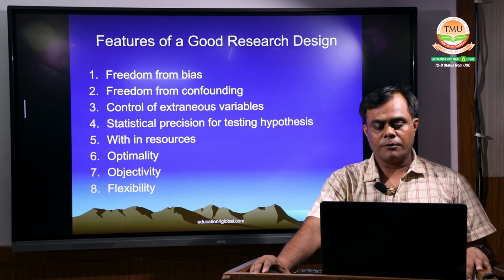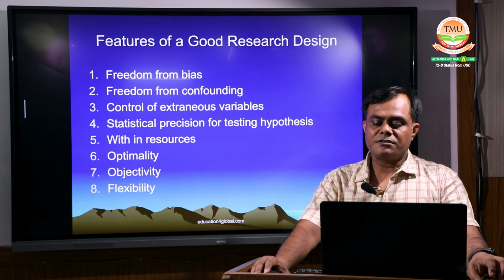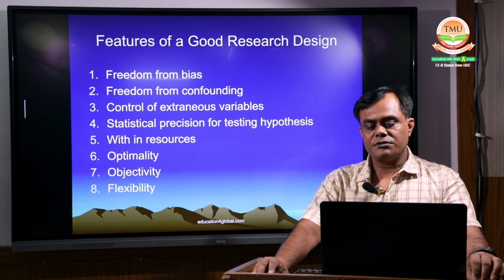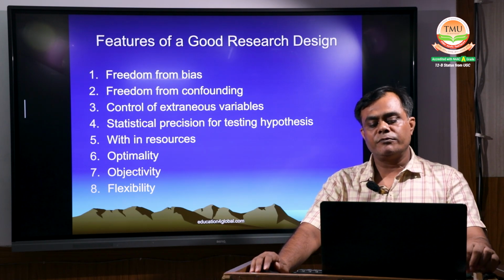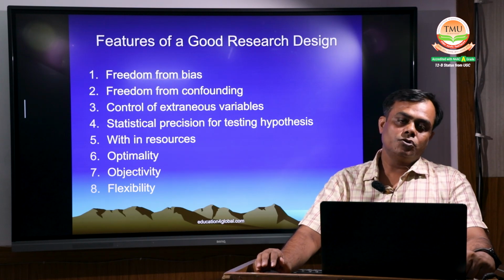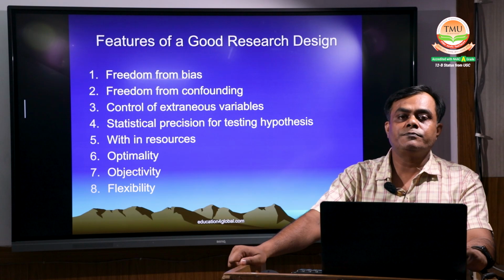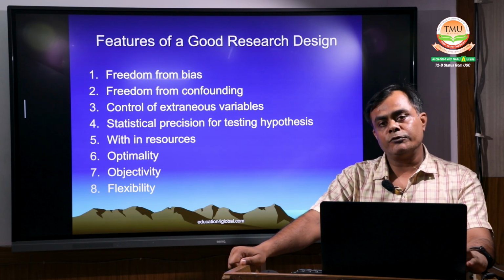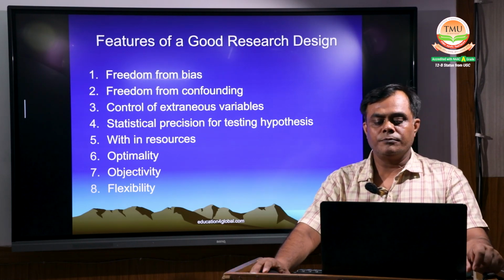The sixth one is optimality. We have to work on the principle of optimum. The best research design is one which yields maximum precision in terms of bias and variance using minimum resources in terms of sample size, time and money. Whatever resources we use in our research study, we have to optimize our output by minimizing inputs.